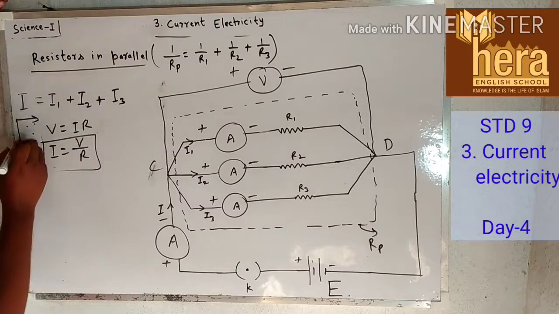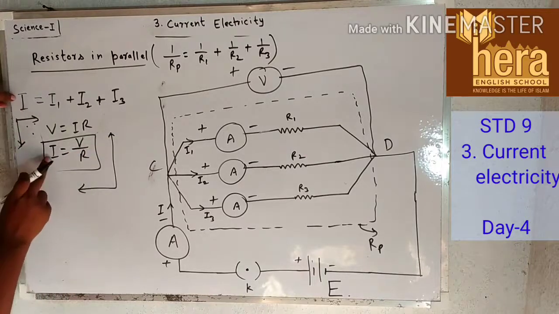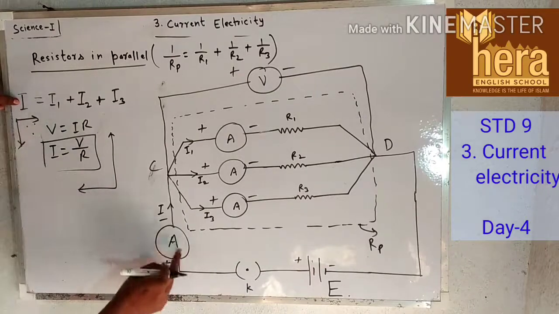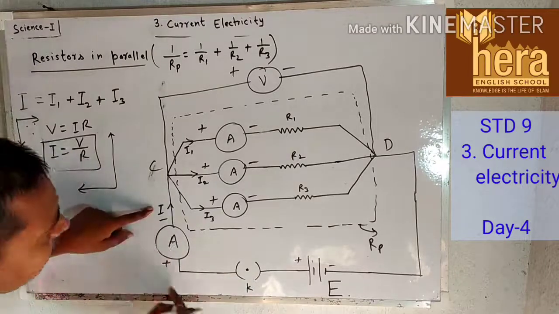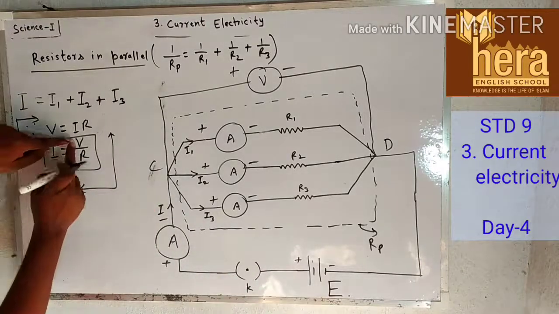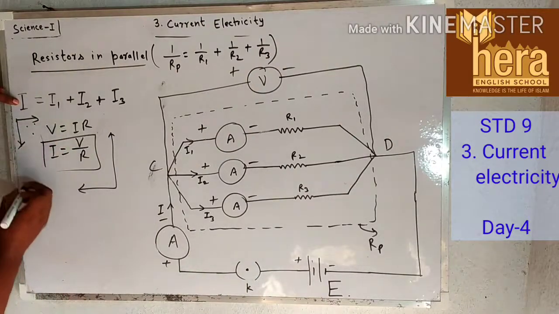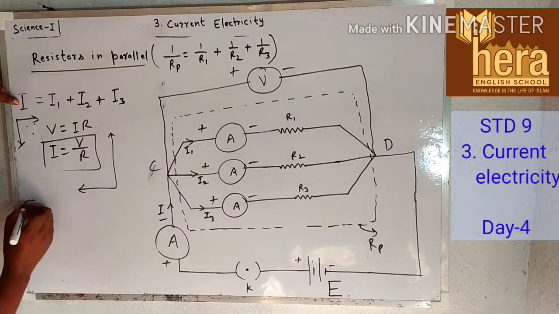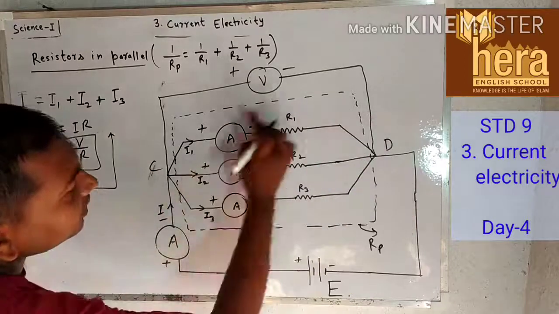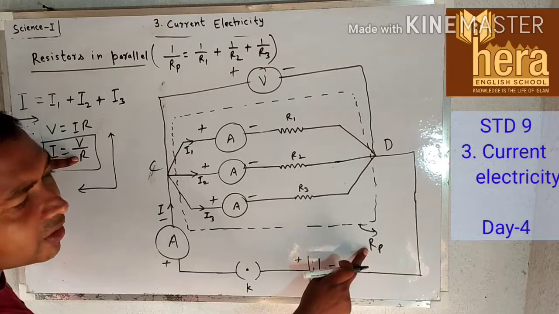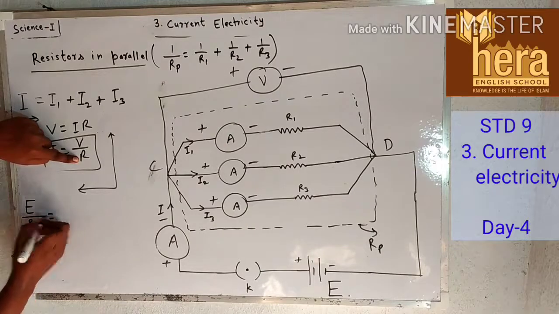I will be equal to V upon R. This is the total current, so I will be equal to V. In the place of V, what you have to put? E. So I will be equal to E upon R. R is the total resistance in the combination of parallel, that is Rp.